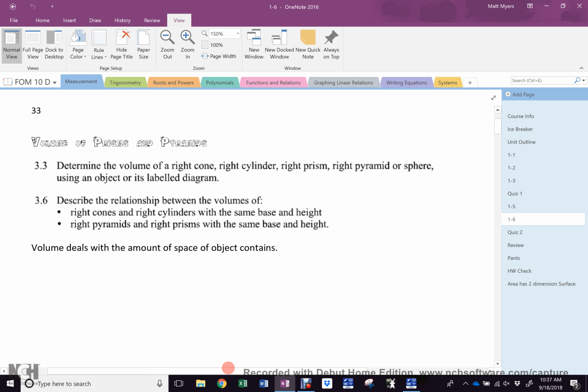Now, since it's a cylinder, can I fill it up? When I fill it up, how many dimensions does that have? 3. It's got a length, a width, and now a height, because I'm filling it all the way up. Is everybody with me? So what is the difference between volume and surface area?